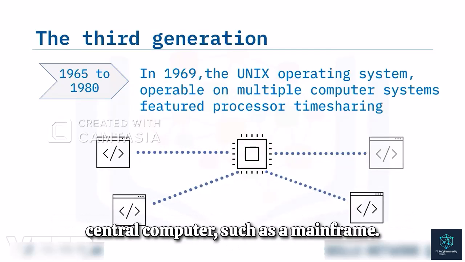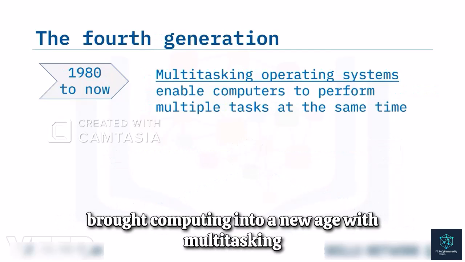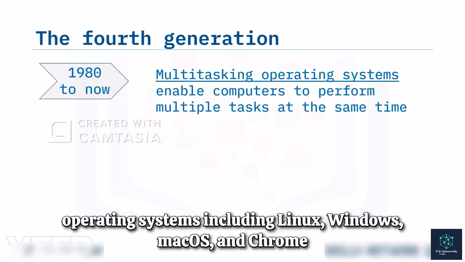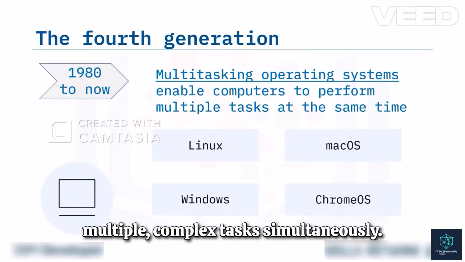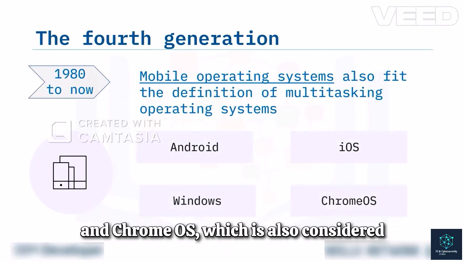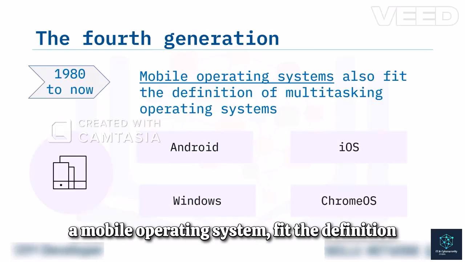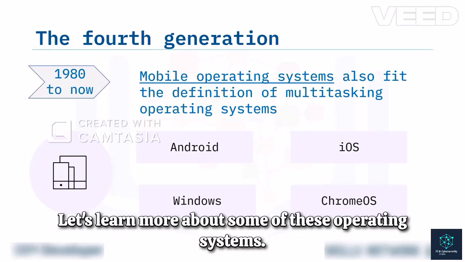The fourth and current generation of operating systems brought computing into a new age with multitasking operating systems, including Linux, Windows, macOS, and Chrome OS operating systems that enable computers to perform multiple complex tasks simultaneously. Mobile operating systems, including Android, Windows, iOS, and Chrome OS, which is also considered a mobile operating system, fit the definition of multitasking operating systems. Let's learn more about some of these operating systems.